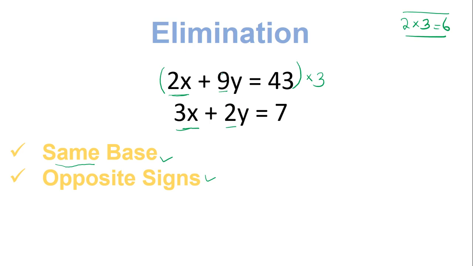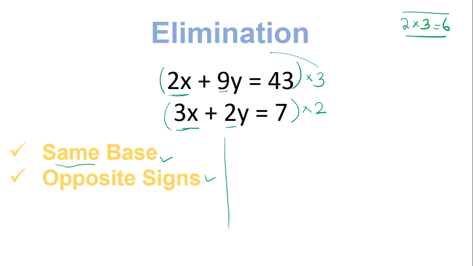So in that case, I would multiply the entire first equation by 2 so that the y turns into 18, and the entire second equation by 9 so that this 2y turns into an 18y again. But because I've chosen x, I'm going to multiply the first equation by 3 and the second equation by 2, because 3 times 2 would give me 6. So my target here is to turn the x's into 6x. Now let's see what happens.